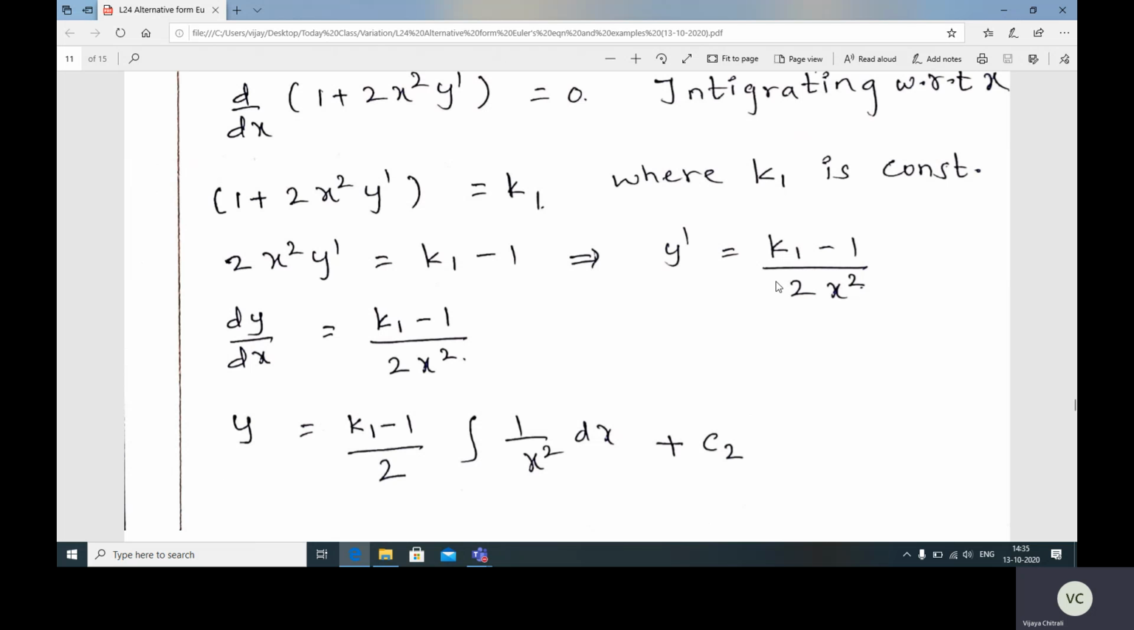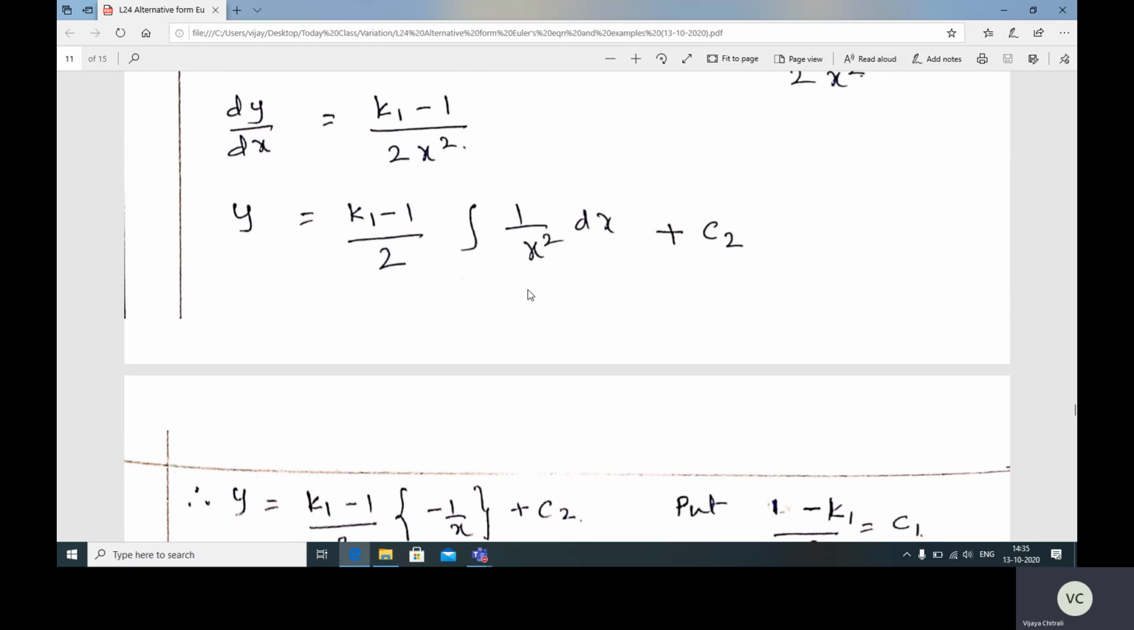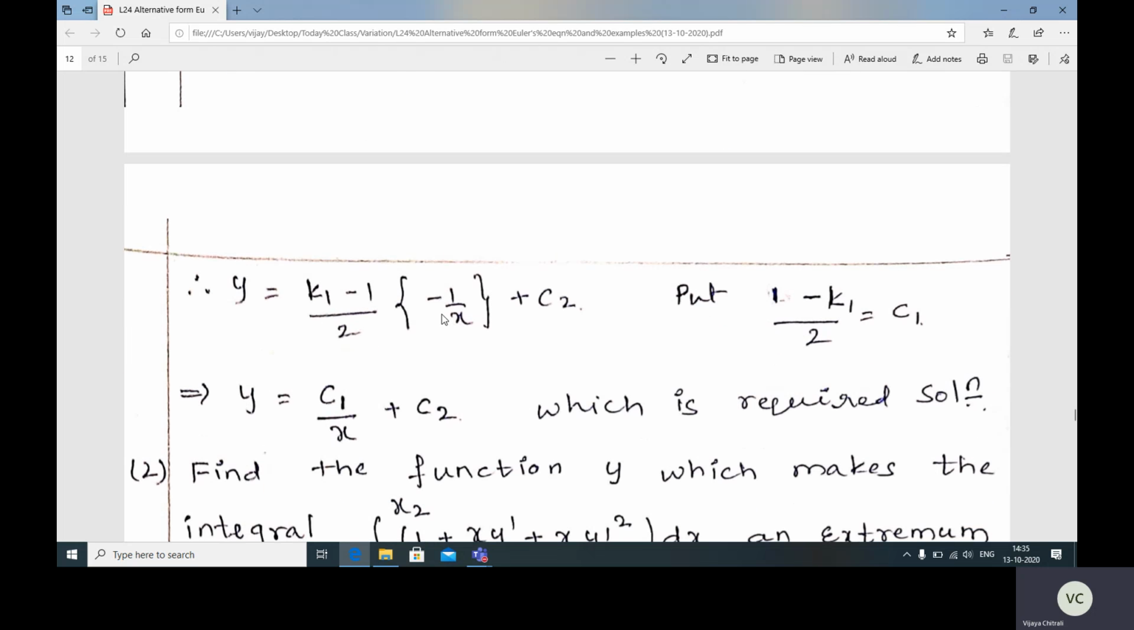We need y, so integrate again, right? Integration of dy by dx is y, which is equal to k1 minus 1 divided by 2, which is like a constant, times the integration of 1 upon x square dx, plus c2, because we have to add the constant since it is an indefinite integral. Now this is constant, right? Integration of 1 upon x square is minus 1 by x. So multiply this minus 1 by x with this. So we'll get y is equal to c1 divided by x plus c2, because minus 1 by x will be as it is.